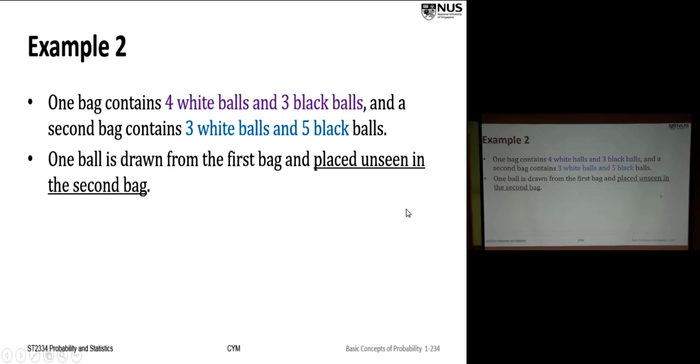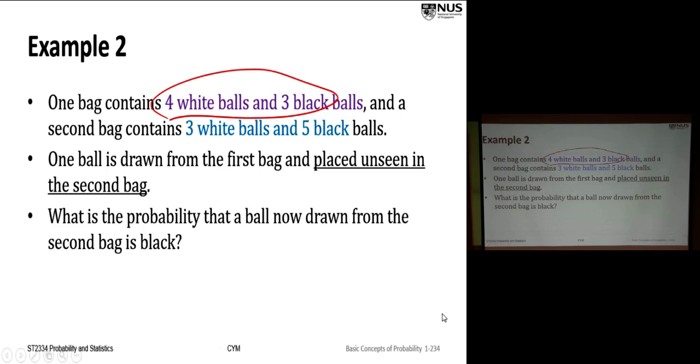Okay. Now in this one, we have two bags, and they have different numbers of white balls and black balls. In fact, even if they have the same, you still have to look carefully. So now we take one ball from the first bag, don't see what ball you take, and then put it in the second bag. Now, what is the chance that the ball now drawn from the second bag is a black ball?